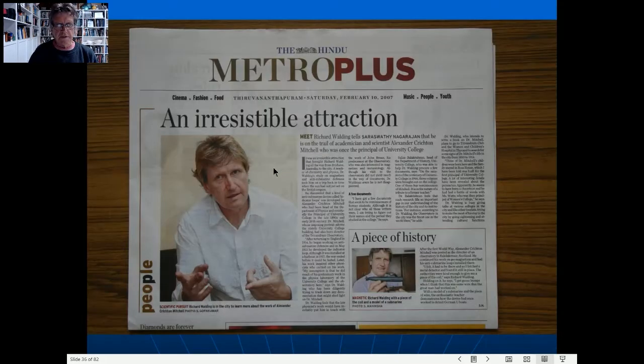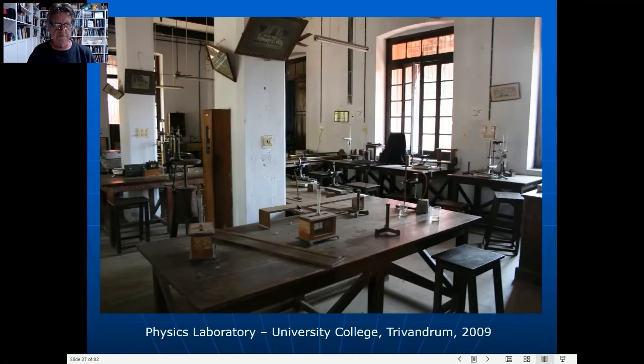Okay, so let's have a look inside. Oh, I went there. Look, I made the front page of The Hindu, talking about the submarines and the relationship between the history of submarine detection and Mitchell's work in India. Okay, there's a photo inside the lab. Now that's Mitchell's lab, where he was in the 1890s through till 1912. So a lot of that equipment is from there.